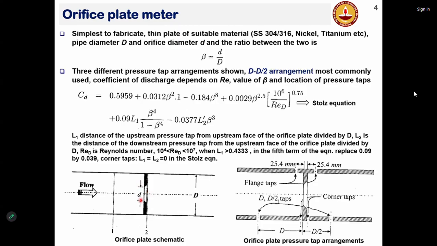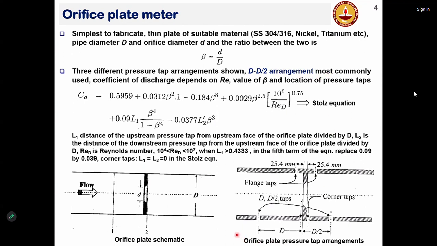The next thing is, because there is a sudden change in area, there is going to be a large pressure difference between the upstream and downstream of the plate. But the question is, where do you really measure the pressure? At what location upstream and what location downstream? There are various pressure tap arrangements that are used. One common type of pressure tap arrangement is called the D and D/2 arrangement. This is most commonly used.